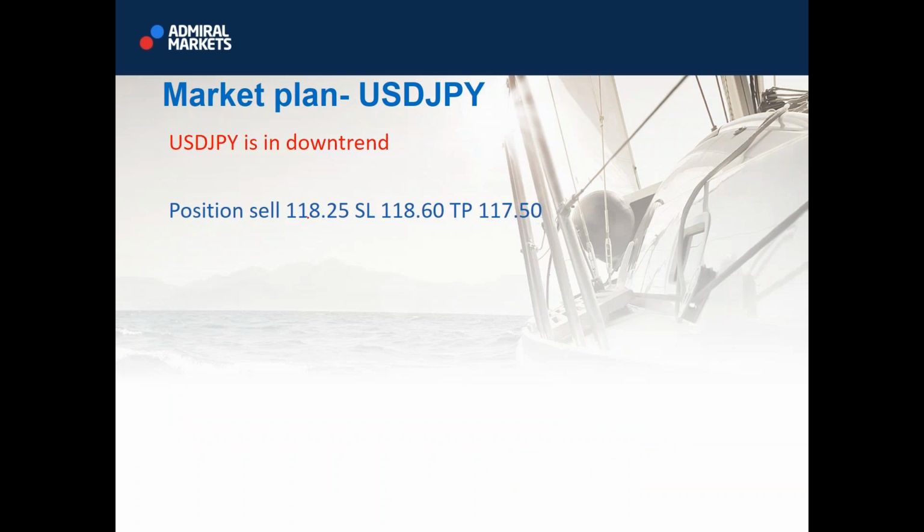So 118.25, 118.60, 117.50. So I would even look for a sell around 118.10. So this is your possible sell zone. And I really think that the price could reject in our favor if it gets there. Very, very big potential for this one. So pay attention.